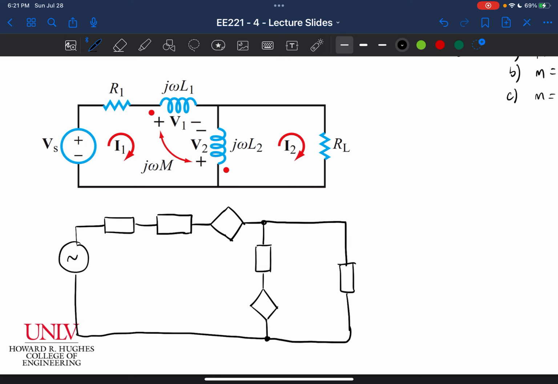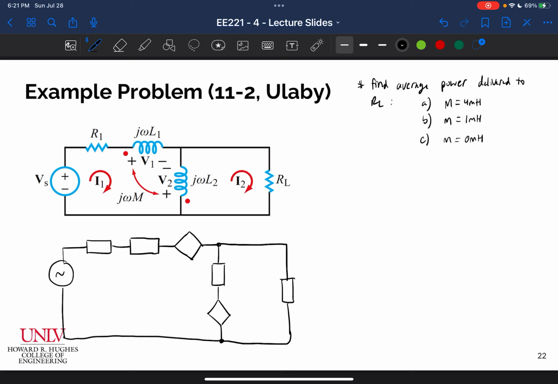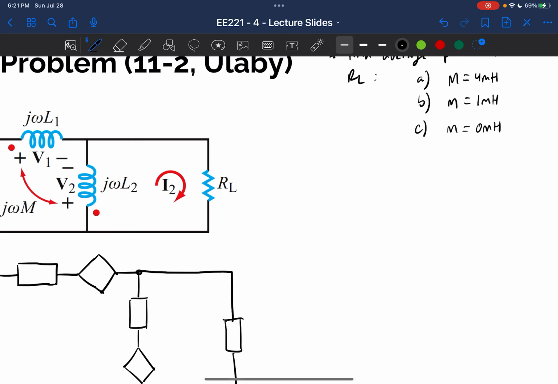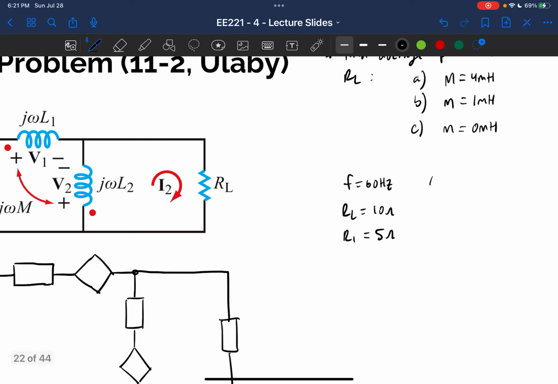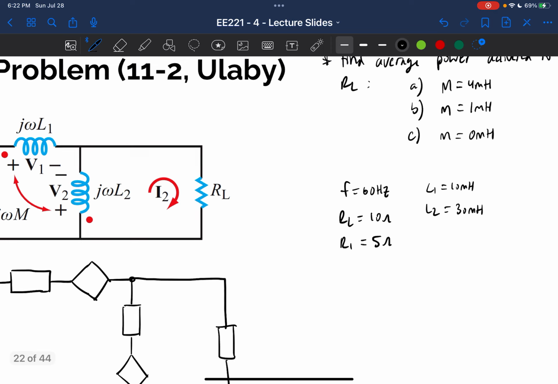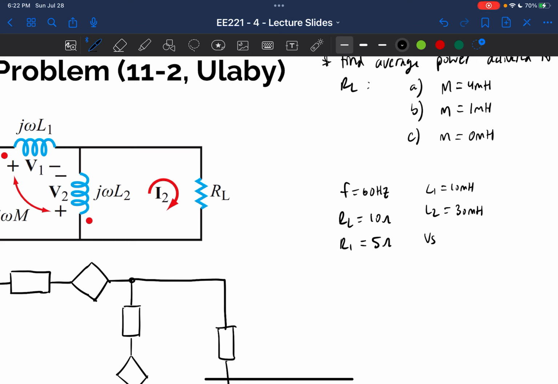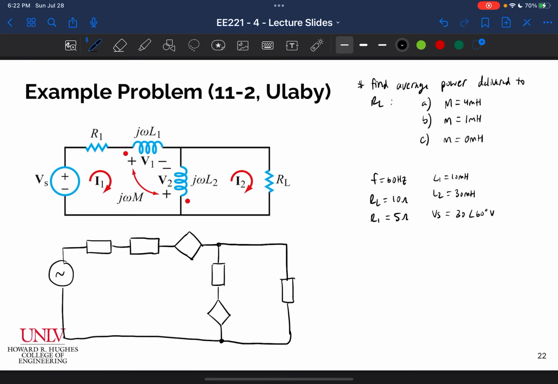Let's plug some values in here. What do they give us for the frequency? They tell us F is 60 hertz. RL is 10 ohms. R1 is 5 ohms. L1 is 10 millihenries. L2 is 30 millihenries. Again, they're giving us pretty realistic values here. And Vs is 30 angle 60 degrees volts. Those are the givens for this problem.